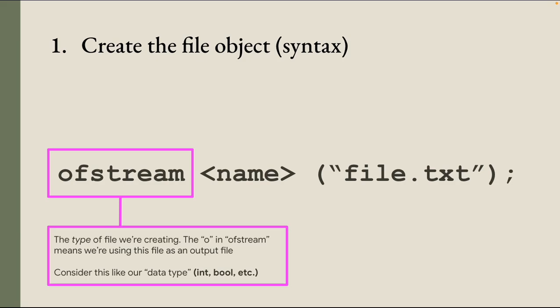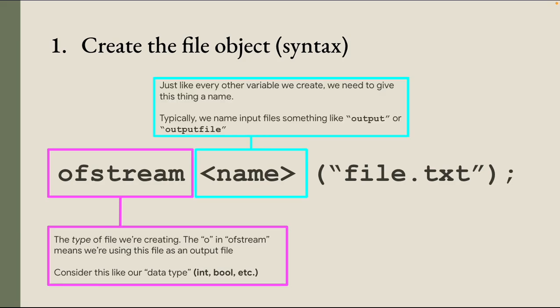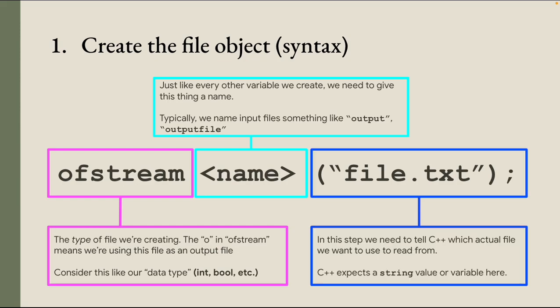So I have my type, this is the type of object I'm creating. Then I have the name for it. Since this is an output file object, I'm going to either name it output or output file. I'm going to name it accordingly. Input files, I'm going to name it input or input file. Output file, I'm going to name it output or output file. Then lastly, I have the name of that file that I'm trying to send all of this output to. This is the file that all that output is going to go to.